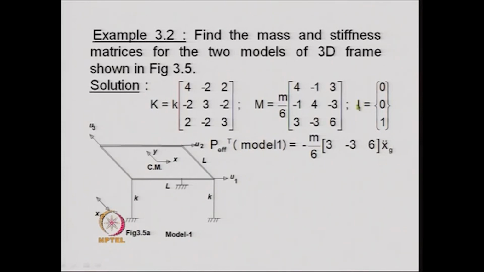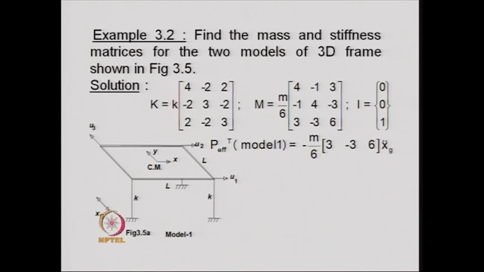The influence coefficient vector, of course, is simple. Here the influence coefficient vector is the vector which is x double dot g. So, therefore, there is no excitation in the u1 direction, there is no excitation in the u2 direction, only in the u3 direction is the ground acceleration acting. Therefore, this is 0, 0, 1, that becomes the influence coefficient vector.